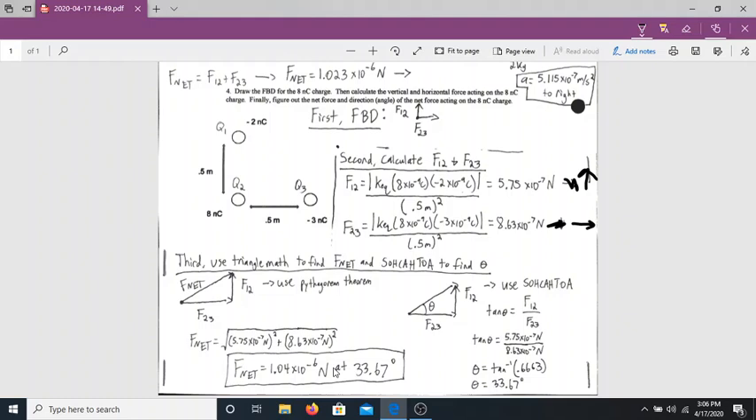So that's net force. Then if we look at the angle using SOHCAHTOA, I pick tan of theta. Opposite is the side opposite theta, which I have as F12. Adjacent is just F23. I get theta by itself, work through it, and I get that theta, the angle it makes, is 33.67 degrees. So the full answer, when all is said and done, is that the net force acting on the 8 nanocoulomb charge is 1.04 times 10 to the negative 6 newtons, and it is acting at a 33.67 degree angle.